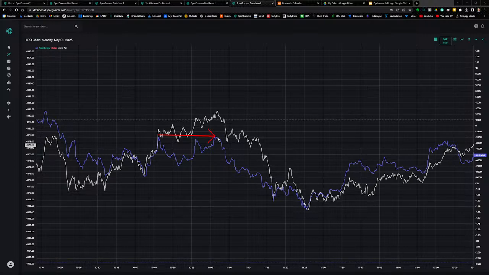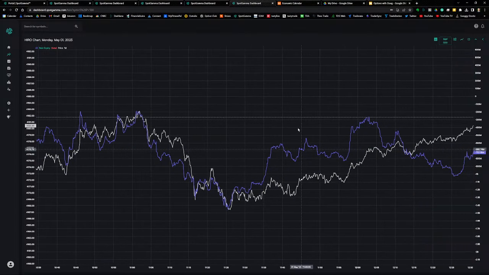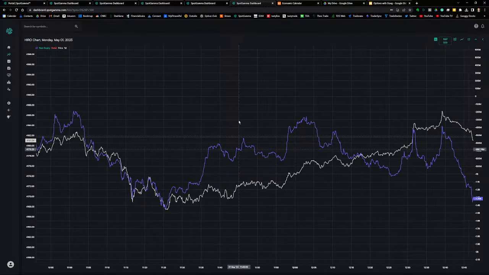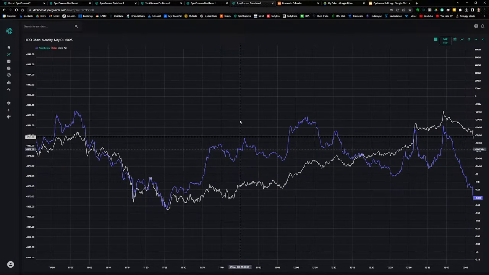So here's the confirmation of a short setup. Again, Hero makes an equal high, then starts to move lower. At the same time, price moves lower, setting up that short at the ES 4200 level. And then note, Hero starts to increase, and price moves higher.